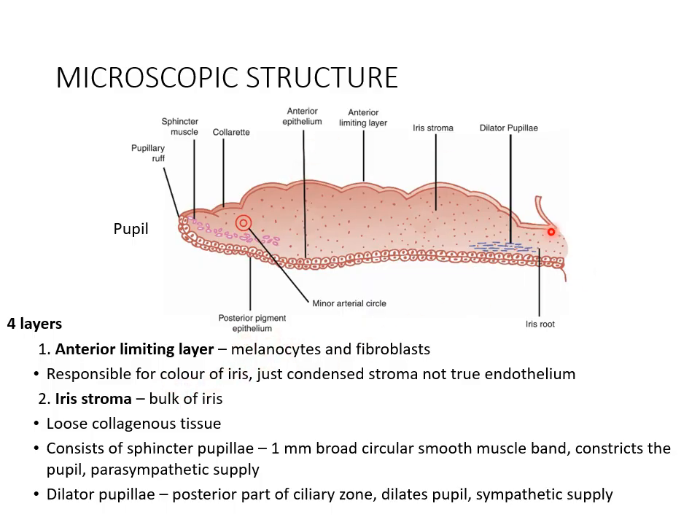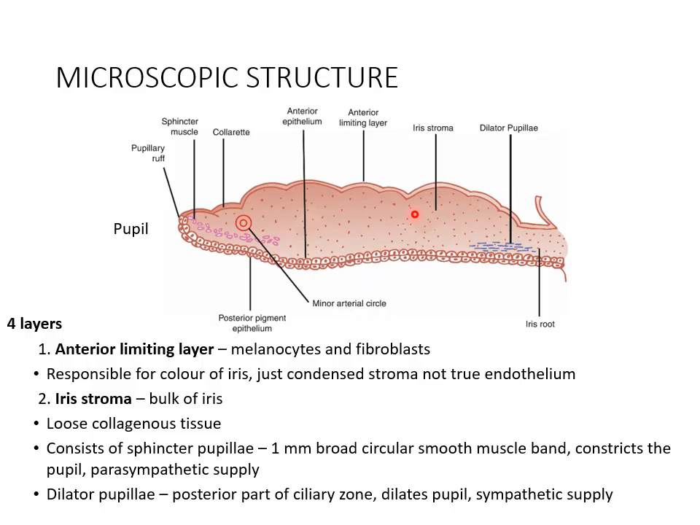Because the melanocytes are accumulating just below this condensation, especially in brown and black iris. Then comes the iris stroma. So the stroma makes up the bulk of the iris, right? So this is the stroma. This is the condensation of the stroma, or the anterior limiting layer, as we choose to call it.